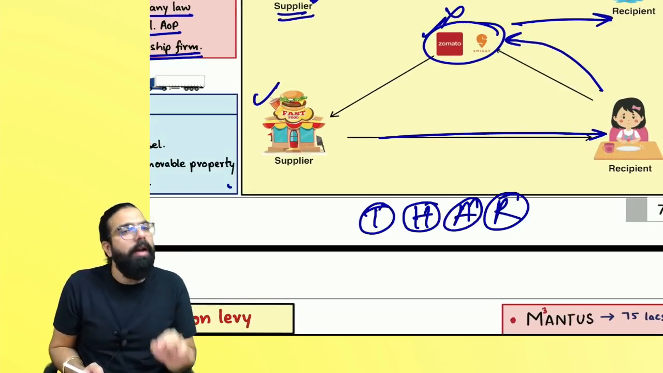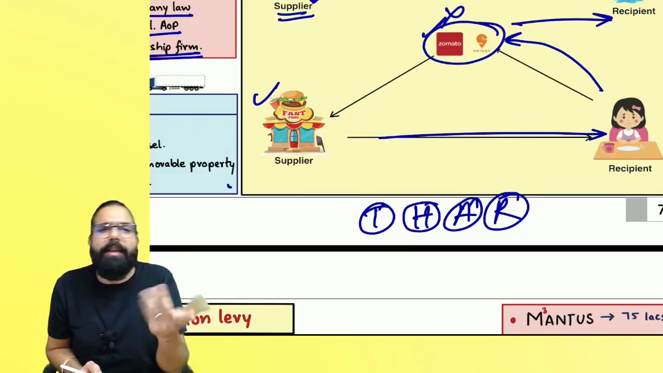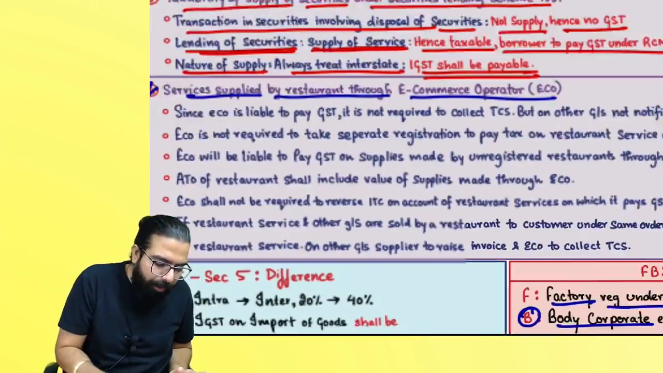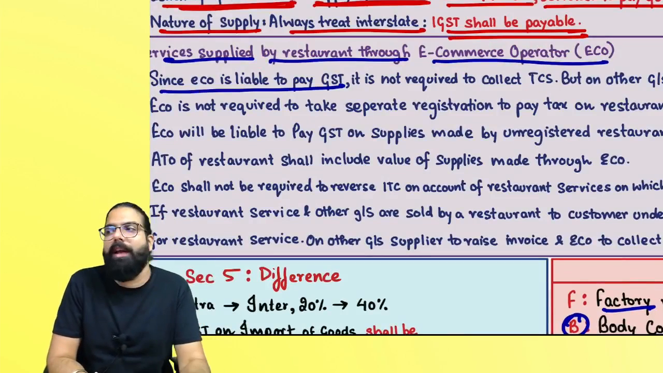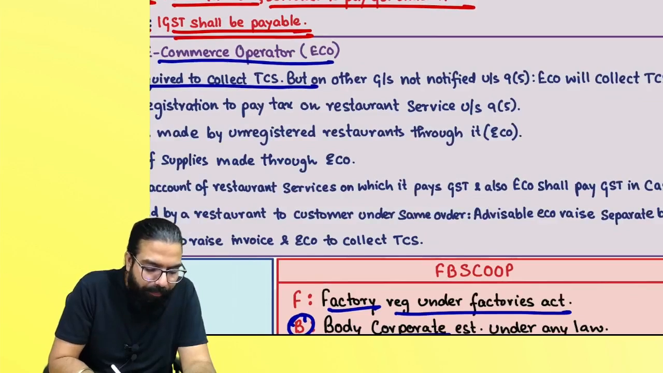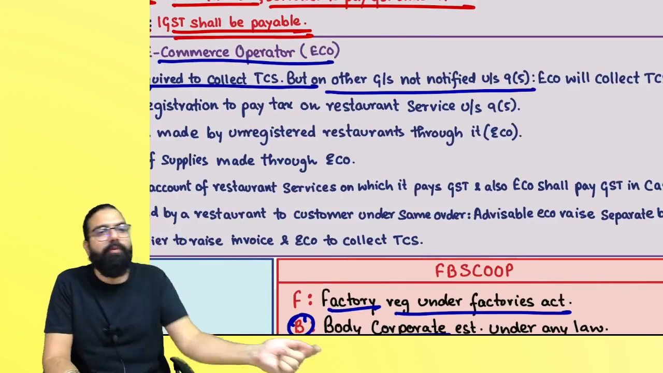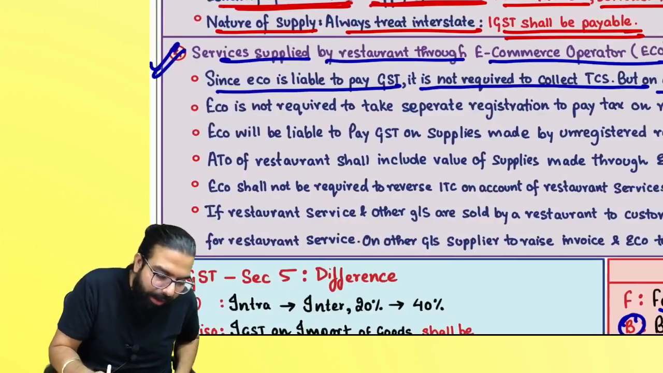Can I go ahead, everyone? Sir, supposing there are any other services other than this, or any other goods other than this, then TCS provisions are applicable. The government went ahead and clarified that since the ECO is liable to pay the GST, whenever the ECO is liable, anyways the TCS provision is not applicable. It is not required to collect TCS. But on other goods and services not notified, if those goods and services are supplied through e-commerce, then in that scenario, e-commerce will collect TCS.